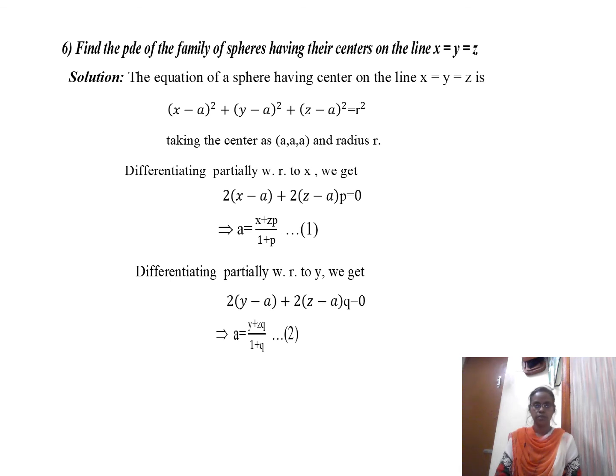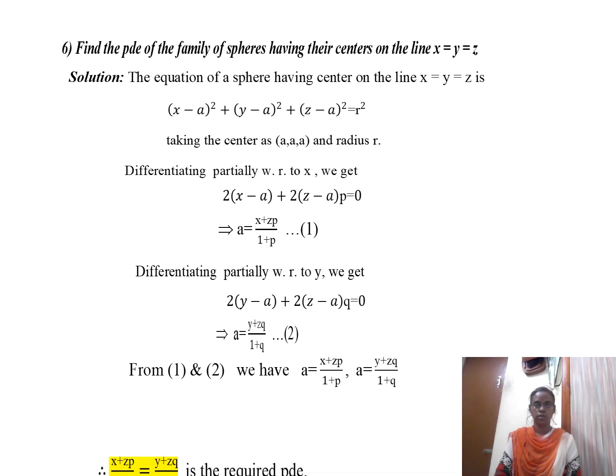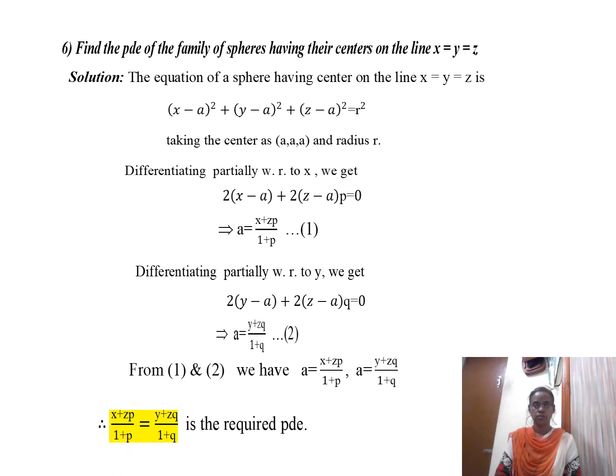Now when you observe the equations 1 and 2, what is the idea you get? We need to remove the constant and we need to insert partial derivatives. So obviously both are the same value of a. So the equation is x plus z into p by 1 plus p is equal to y plus zq divided by 1 plus q. And when we look at this equation, there are no constants and we have partial derivatives. Hence, this is the required PDE.